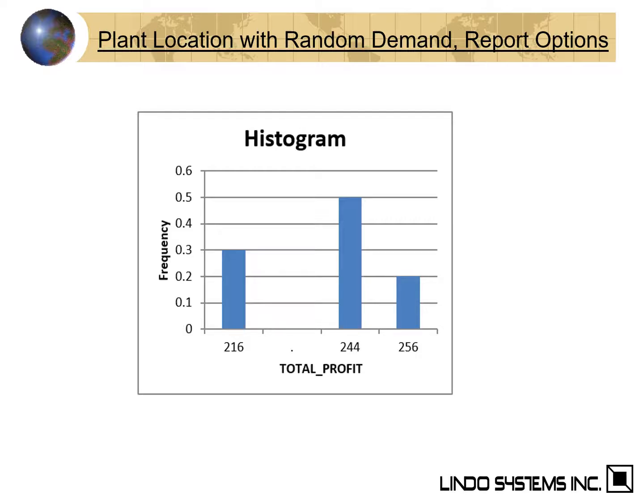There are various report options available when using the stochastic option in What's Best. Perhaps the easiest to understand is the histogram. Here is the histogram for our little plant location problem. It only has 3 bars in it because there were only 3 scenarios. In general, you can have as many bars as you have scenarios, but if you have 1,000 scenarios, you generally don't want more than about 20 bars in your histogram. The histogram in What's Best is much easier to call up than it is to generate a histogram in Excel.